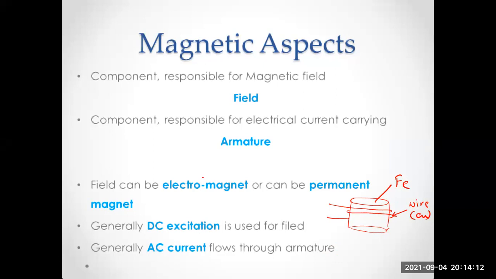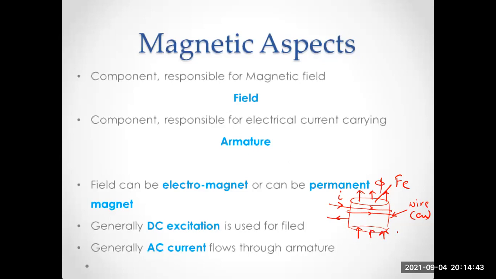Sir, current must flow through it. So that means we have to flow some current through it. Then only it will be an electromagnet. Am I right? You have all understood this. In which direction will the flux flow according to the right hand corkscrew rule? Upwards. So this way the flux will be generated.